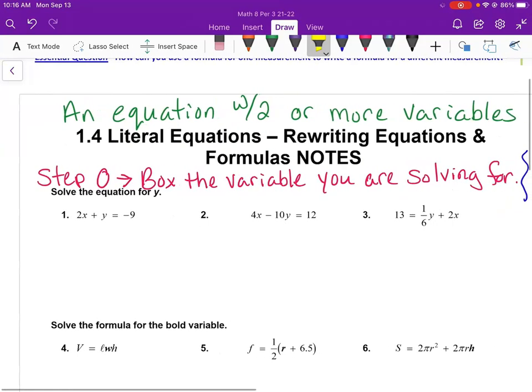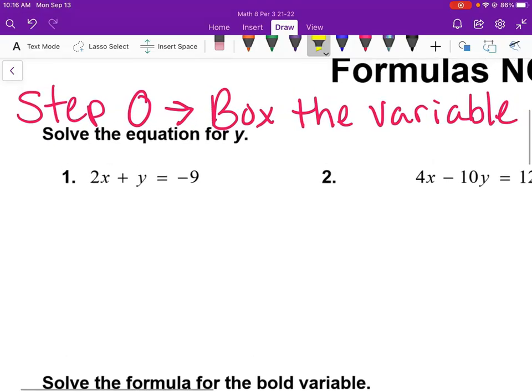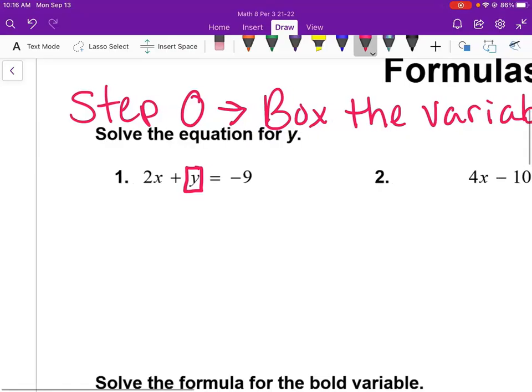Number 1, it says solve the equation for y. First thing we do, box it. Okay, is this a positive y or a negative y? This is positive, so we're peachy. Next thing, exactly what we've been doing. Simplify, identify, perform, check. There's nothing to simplify, so boxing the variable in is sort of part of our identify.